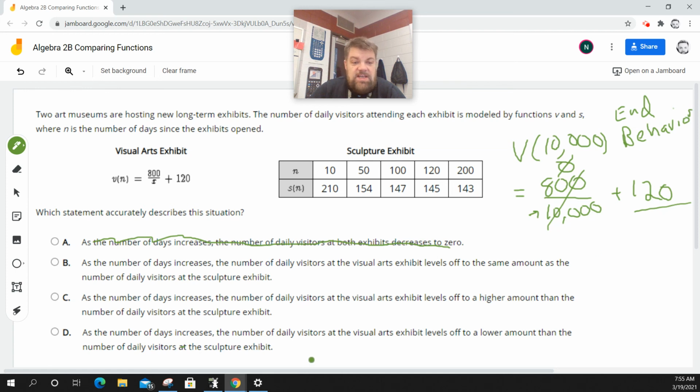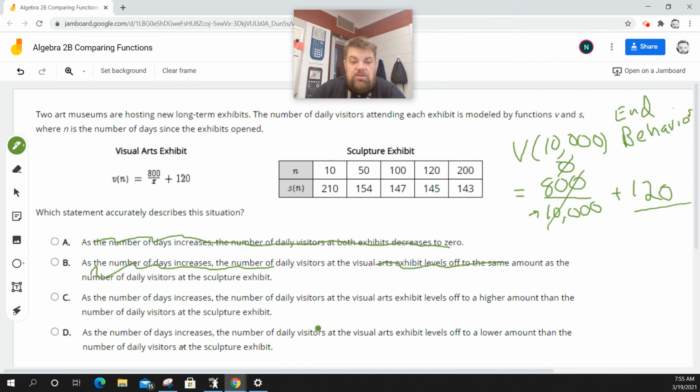It says, as the number of days increases, the number of daily visitors at the visual arts exhibit levels off to the same amount as the number of daily visitors at the sculpture exhibit. That's not true, because I bet you this one does go below 120. The lowest this will go is 120. If I can make this go away or get pretty darn close to 0, I'm still going to have 120 here. I bet you this one keeps going down and down. So that one's not true.